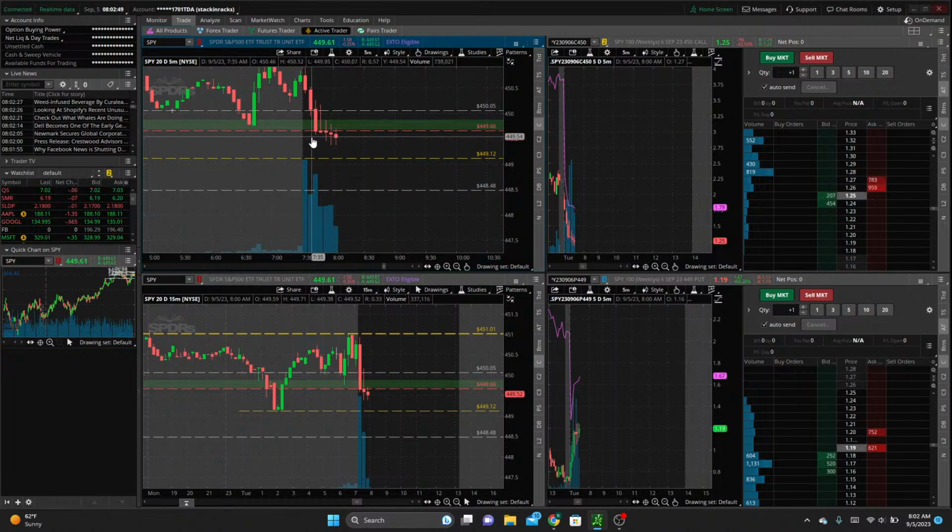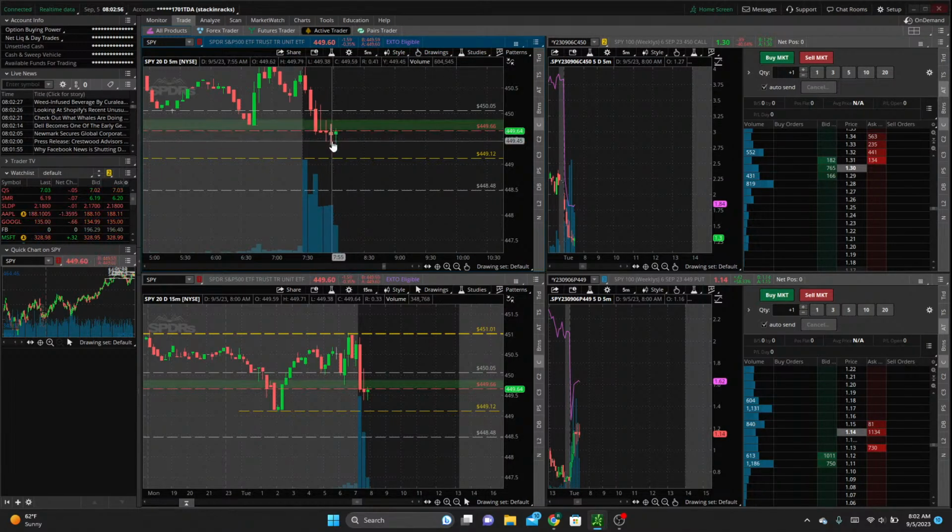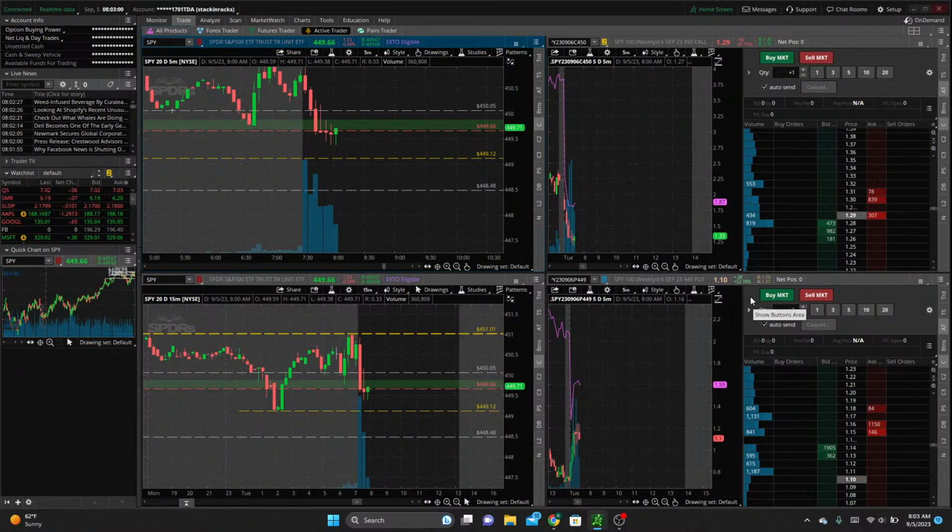It's tough when the candle body is like a 2-cent move, and you have wicks in both directions. I don't know. It's kind of ugly to try to trade.